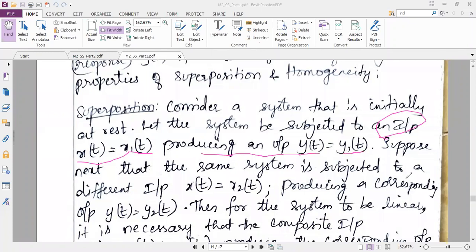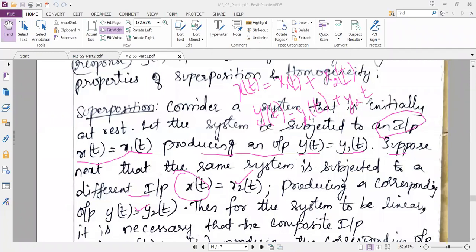Then after some time, the same system, I am subjecting it to a new input. So x of t is now equal to x2 of t. Accordingly, the output y of t will be equal to y2 of t. So what the superposition theorem says: if x of t is the sum of x1 of t plus x2 of t, then my output y of t also should be the sum of y1 of t and y2 of t. That is the meaning of superposition. So my y of t also is the sum of y1 of t plus y2 of t. This is the meaning of superposition.